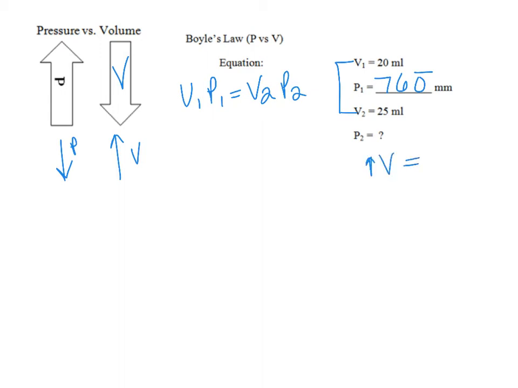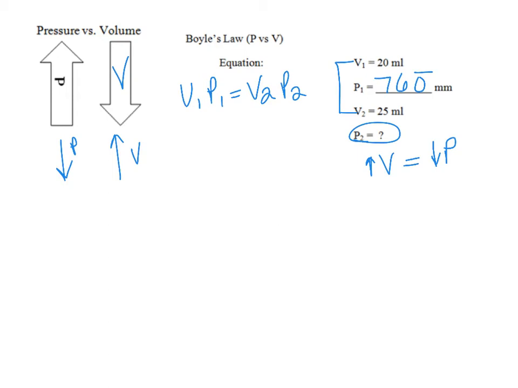And because we know that V and P are opposites, if the volume is going to expand, the pressure squeezing on the outside of that balloon would have to decrease a bit so that the volume could expand. So we would expect that this P2 down here that we're going to solve for would be less than 760 millimeters.